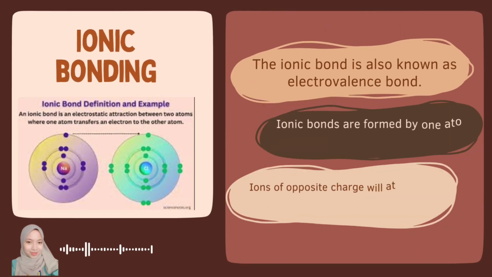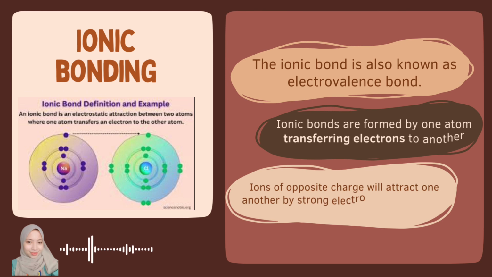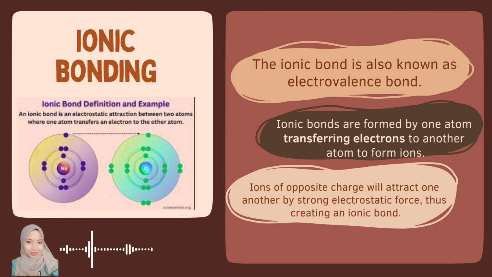First, let's learn about ionic bonding. The ionic bond is also known as electrovalence bond. You can highlight for this part. How do we know the element is ionic bond? So, ionic bonds are formed by one atom transferring electrons to another atom to form ions. Ions are atoms or groups of atoms which have lost or gained electrons. Hence, ions of opposite charge will attract one another by strong electrostatic force, thus creating an ionic bond.